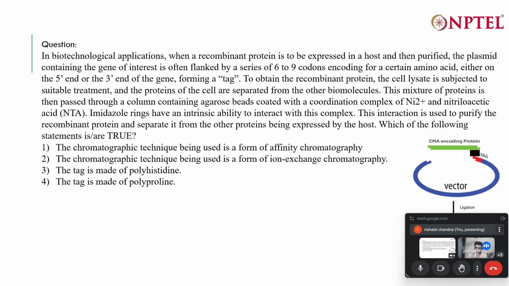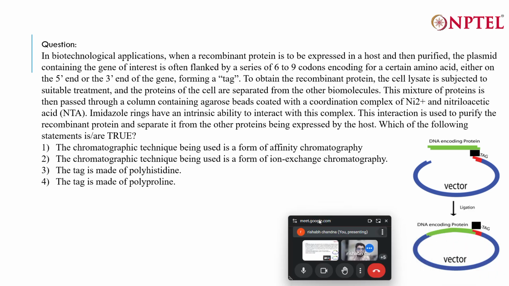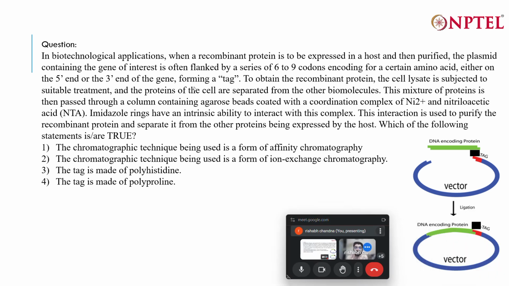So, in biotechnological applications, when a recombinant protein is to be expressed in a host and then purified, the plasmid containing the gene of interest is often flagged by a series of 6 to 9 codons encoding for a certain amino acid, either on the 5' end or the 3' end of the gene, forming a tag. As you can see in the image also, the protein coding gene is followed by a tag. So this is 6 to 9 codons of a particular amino acid.